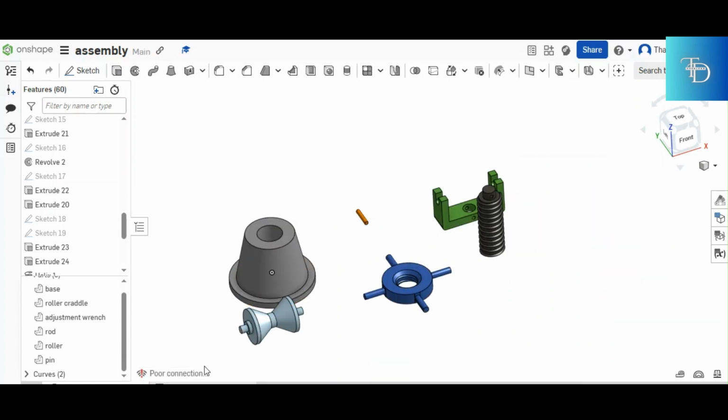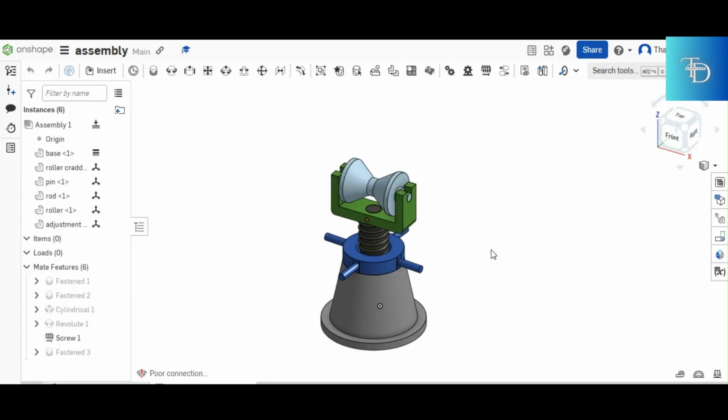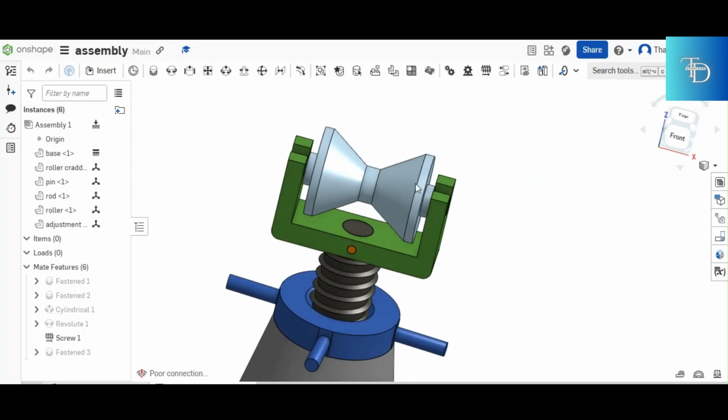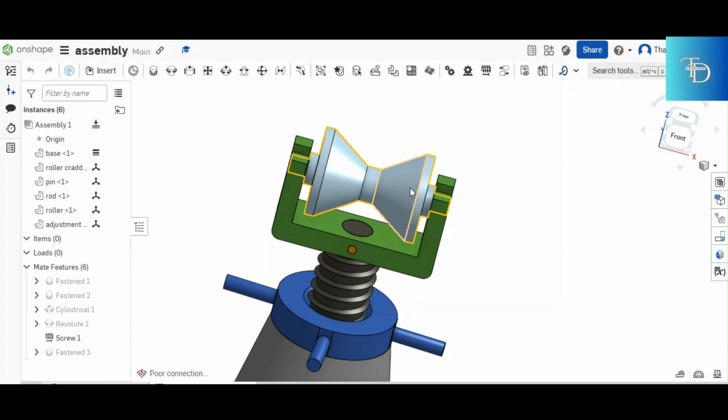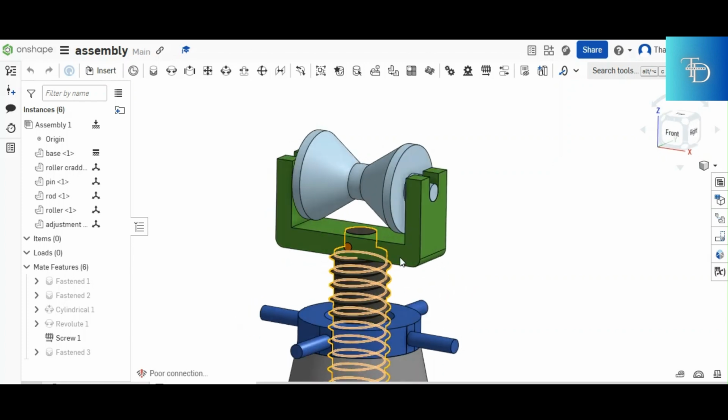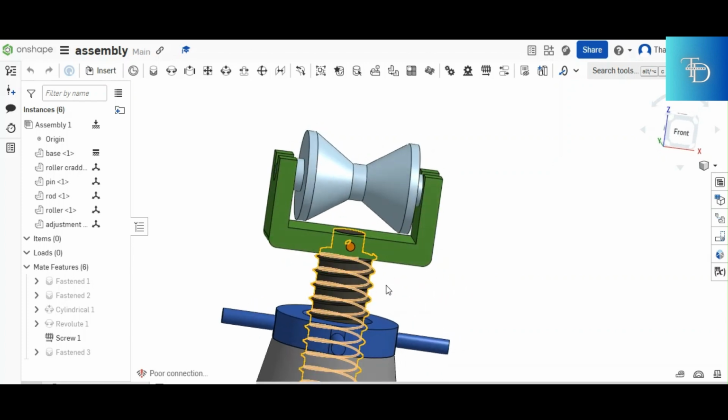Everything, when it comes together, you have something like this. After all those parts are assembled, this is the end product. So let's zoom into the top side right there. This is how the roller sits on top of the roller cradle right there. And then the roller cradle itself, it sits on what? On top of the threaded rod.